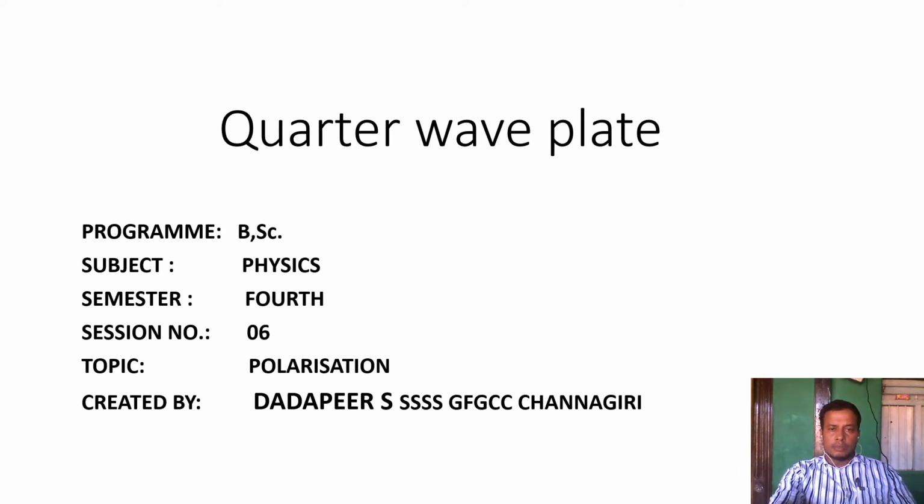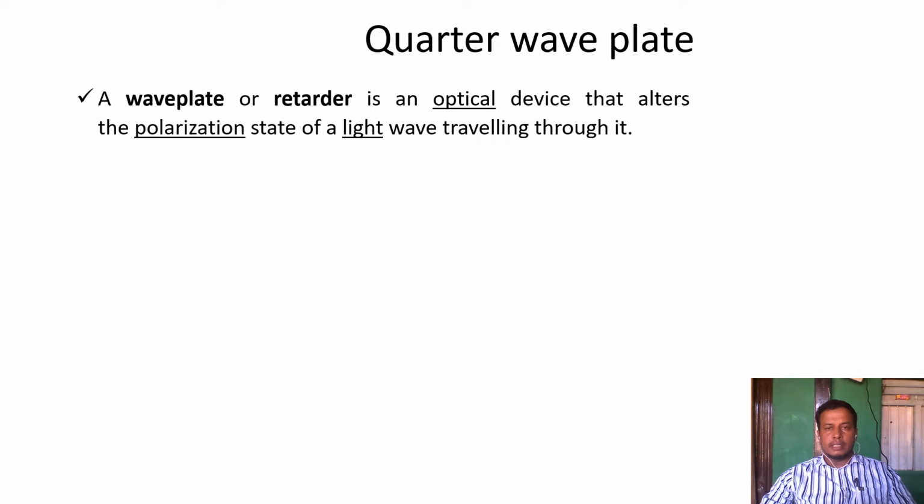Today let's discuss the quarter wave plates. As you know, it's a retarder. Retarder means it changes the state of polarization of light. Usually the wave plate or retarder is an optical device that can alter the polarization state of a light wave traveling through it.